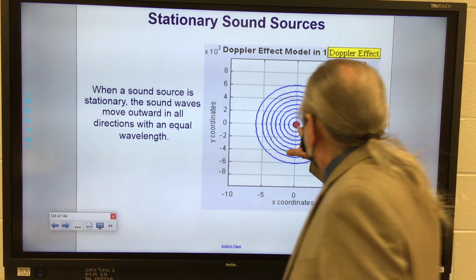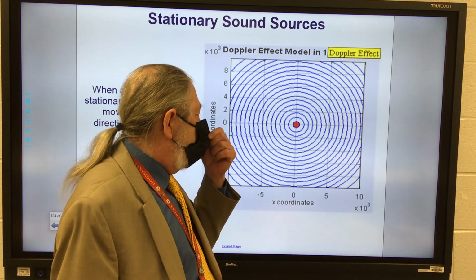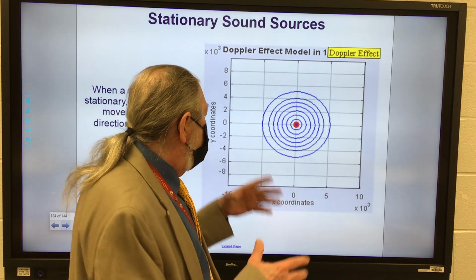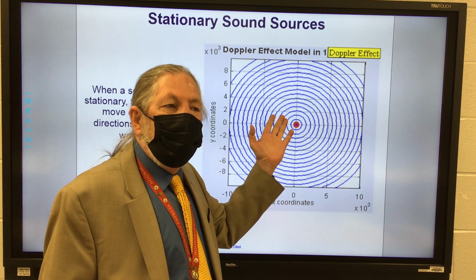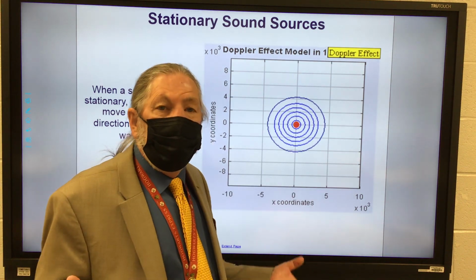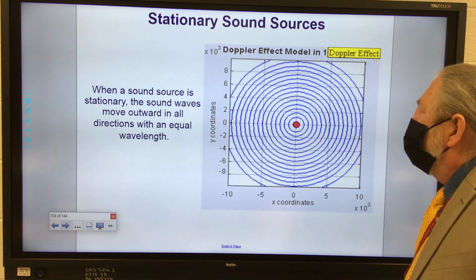So here's the sound source right here. It's right here in the center, and it moves outwards, right? Let's pretend this would be a tornado warning. You know, those don't go anywhere, right? They stand on the pole. They're not used only for tornadoes. Actually, they're used for thunderstorms and so on as well.